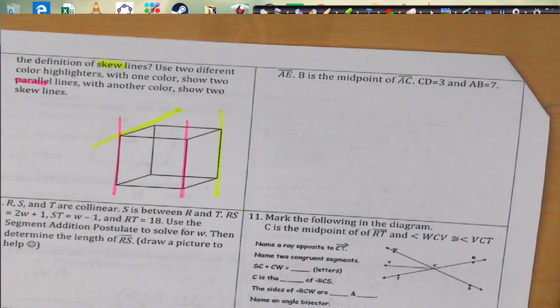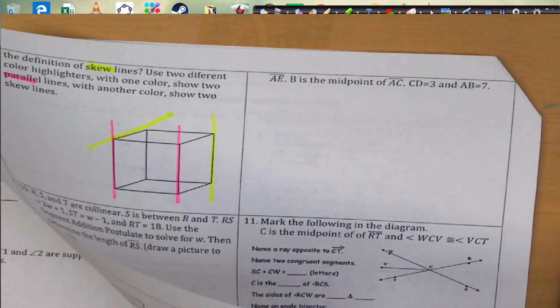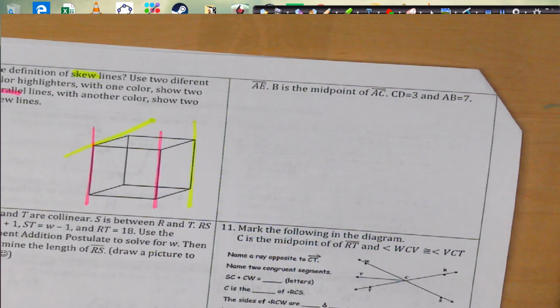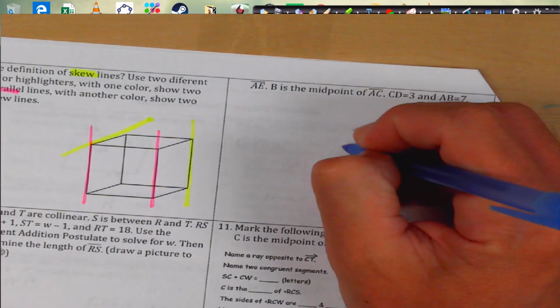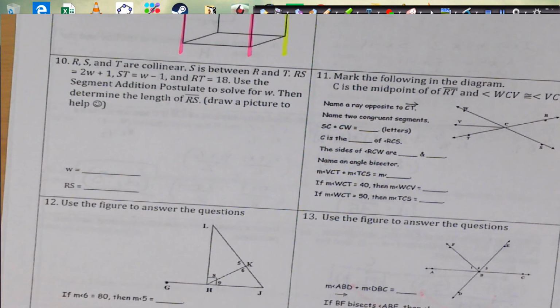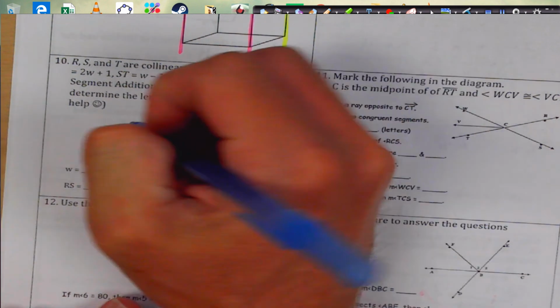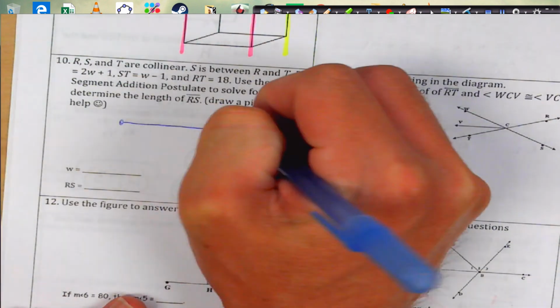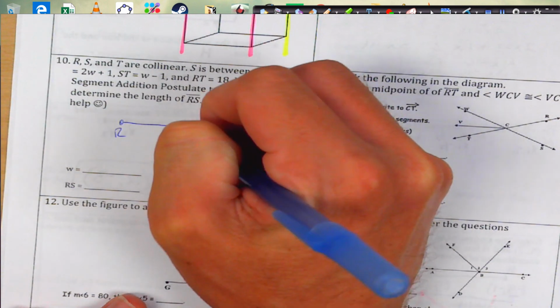All right, I want you guys to skip number 9 right here. There was a typo on it, so we're just going to go ahead and skip that one. You can kind of solve it if you cheat a little bit, but anyways. R, S, and T are collinear, which means they're on the same line. S is in between R and T, so I'm just going to draw a picture real quick. So we have R, we have T, S is in between, which doesn't mean it's in the middle.